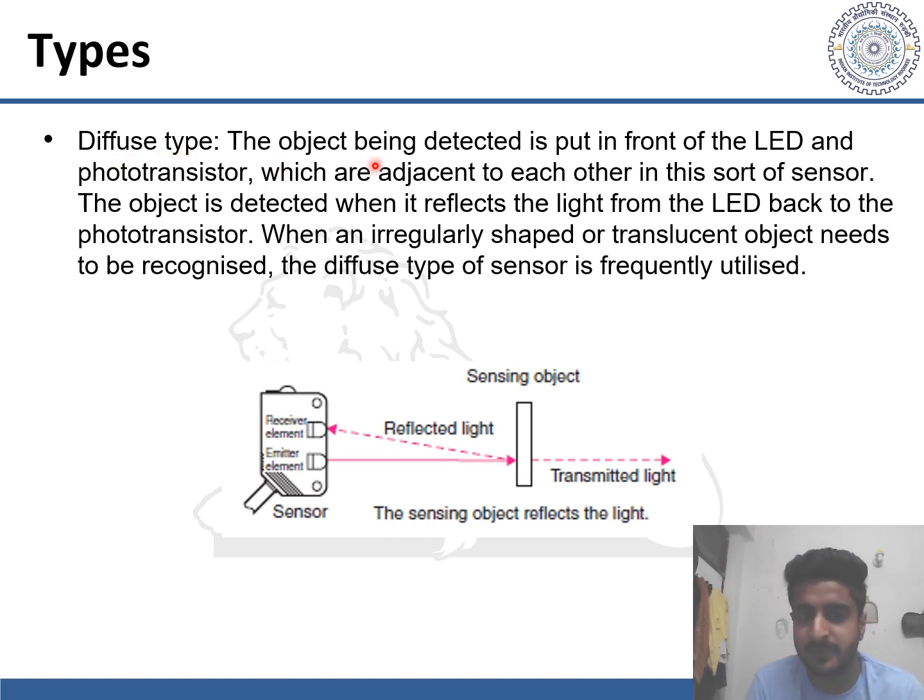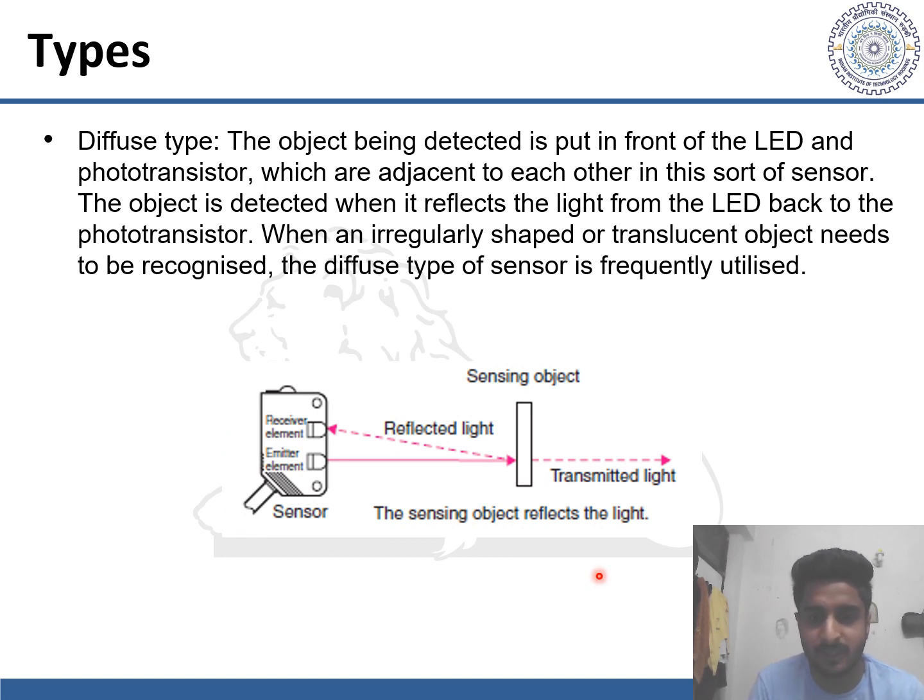So the next type of a photoelectric sensor using optocoupler is the diffuse type. So in this type, the object being detected is put in front of the LED and the phototransistor, which are adjacent to each other in this type of sensor. As we can see from the diagram, there's the emitting element and there's the receiving element. So this is the LED and this is the phototransistor, which are basically adjacent to each other only. So the object is detected when it reflects the light back from the LED back to the phototransistor. Also, when irregularly shaped or translucent objects need to be recognized, this diffuse type of sensor is frequently utilized.